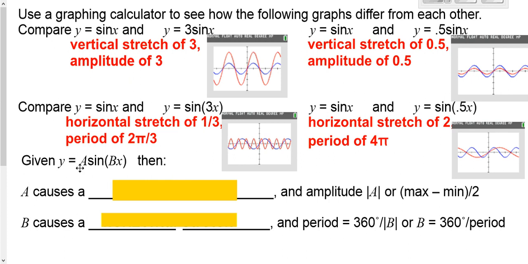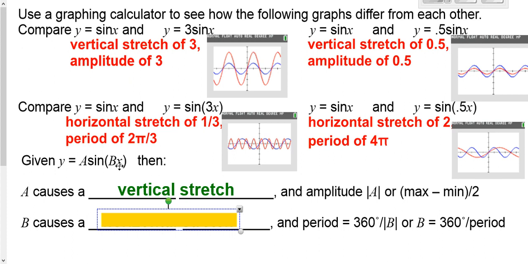So in general, the number in front does a vertical stretch, and the number in front is your amplitude. But amplitude's always positive. The number in front of your variable or your angle does a horizontal stretch, and 360 over your b value tells you your period. So if we went 360 or 2 pi over our 3 here, that tells us what we had here.